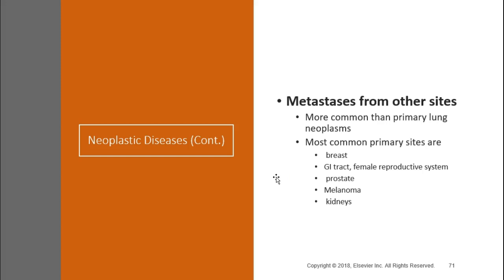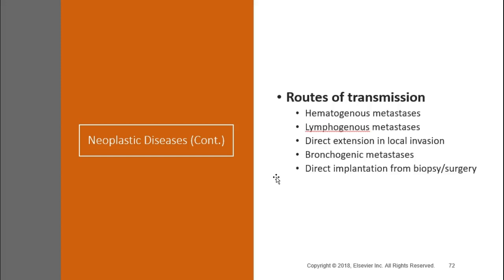All right, Mets from other sites are more common than primary lung neoplasms. Most common sites are from the breast, the GI system, the female reproductive system, prostate, melanoma, and from the kidneys will go to the lungs. They get there through the blood, the lymphatic system, or direct lesion and local invasion, so it's eating its way up into the lungs. Bronchogenic metastasis also, and direct implantation from biopsy or surgery.